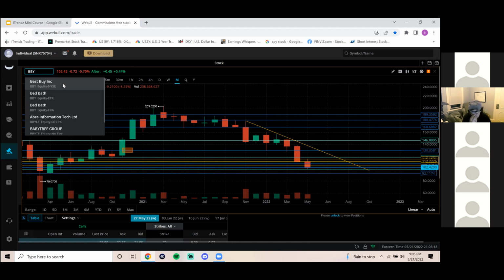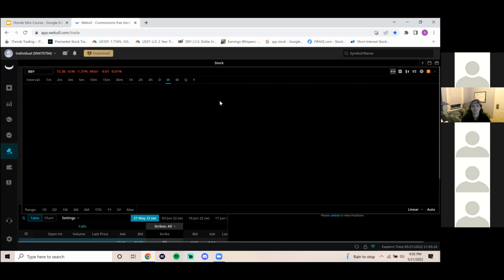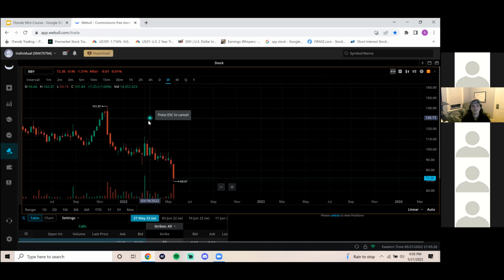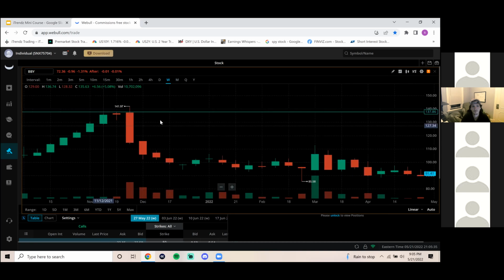So we're going to move back to Best Buy. Here we are on the chart. We're going to draw this top level. We're going to move into the weekly so we can get a better picture of where it's at. We're going to scroll out and draw right about here towards the top side, where this wick finishes out, just to mark our top side.